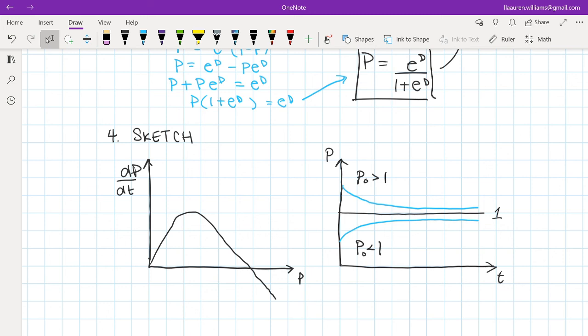So this is how you do the 4-step method to solve nonlinear equations. You can use this for many different nonlinear models.